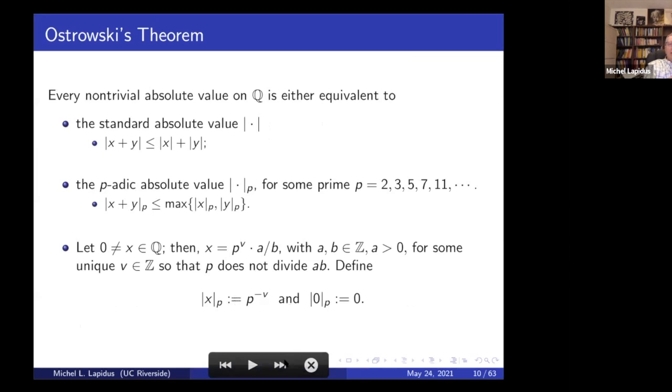It's recalled here, but maybe I shouldn't spend too much time on that. The major difference between the two, the standard absolute value on the rationals and the p-adic absolute value, is that one just satisfies the ordinary triangle inequality, whereas the second one satisfies a stronger form of the triangle inequality, which is that the p-adic absolute value of the sum of two numbers is less than or equal to the maximum of the p-adic absolute value of each of these numbers. And this has many, many consequences, as most of you, all of you, I'm sure, know.